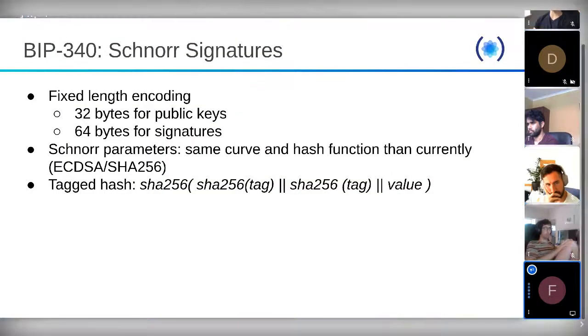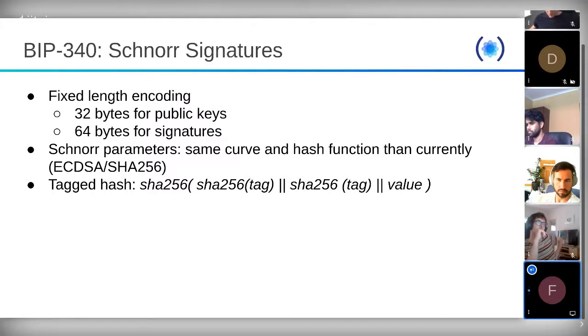So Taproot, there are 3 BIPs, Bitcoin Improvement Proposals: 340, 341, 342. I'm just going to go in order of the BIPs. BIP 340 just introduces Schnorr signatures. It defines the fixed length encoding, 32 bytes for public keys, 64 bytes for signatures. It sets the Schnorr parameters, because Schnorr is a signature scheme, and you can use different parameters. In our case, we use the same curve and the same functions as currently.